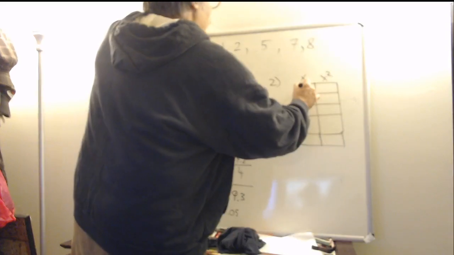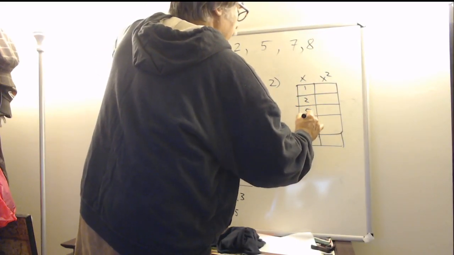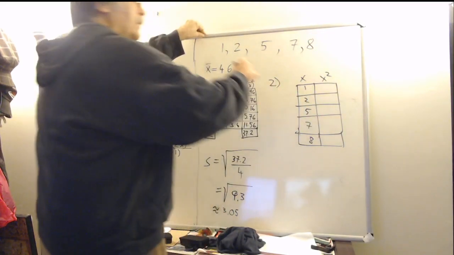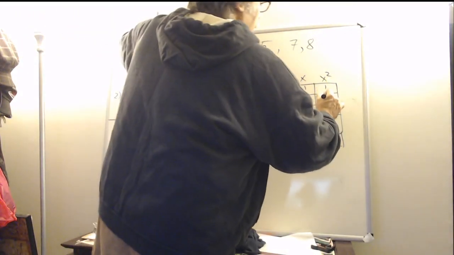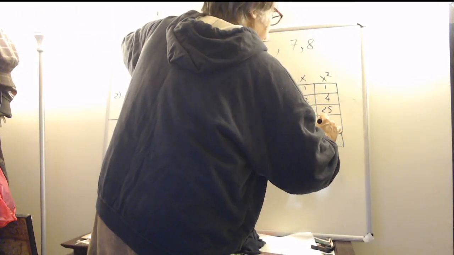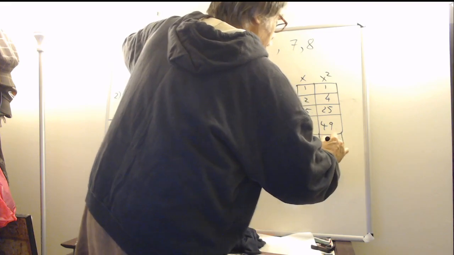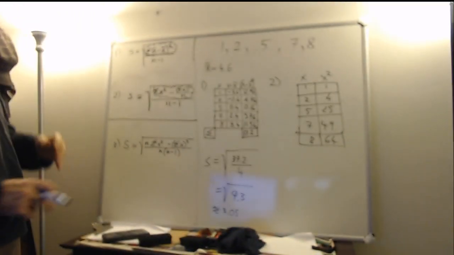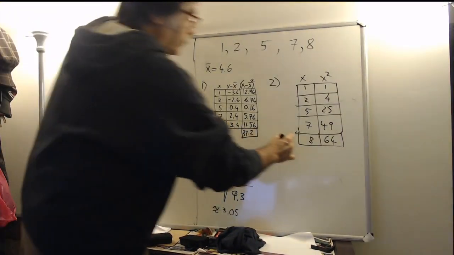Okay? The x's are 1, 2, 5, 7, 8. Look how easy this is. Now I need the x squared, which is 1, 4, 25, 49, 64. I'm just making a square of the numbers in the first column. And again, I need totals.